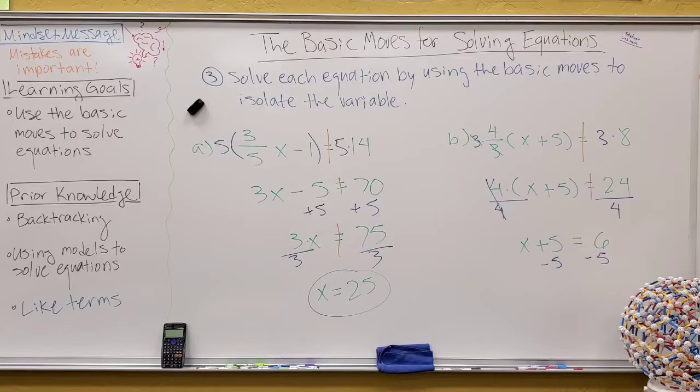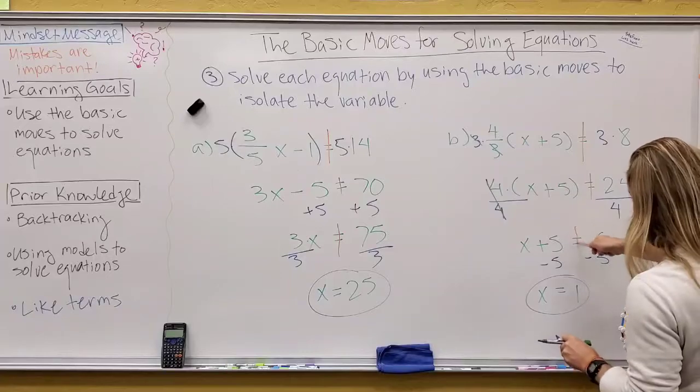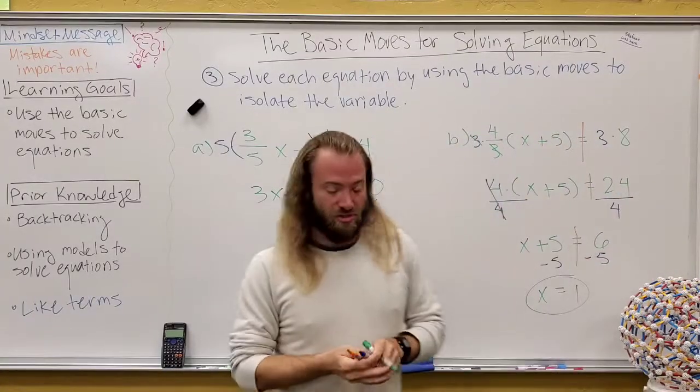And again, I want to remind you, I'm totally okay if you get to a point where you're like, I can do this in my head. Just do it. That's fine with me. Then 6 minus 5 is 1. So x equals 1 is my final solution for that equation.